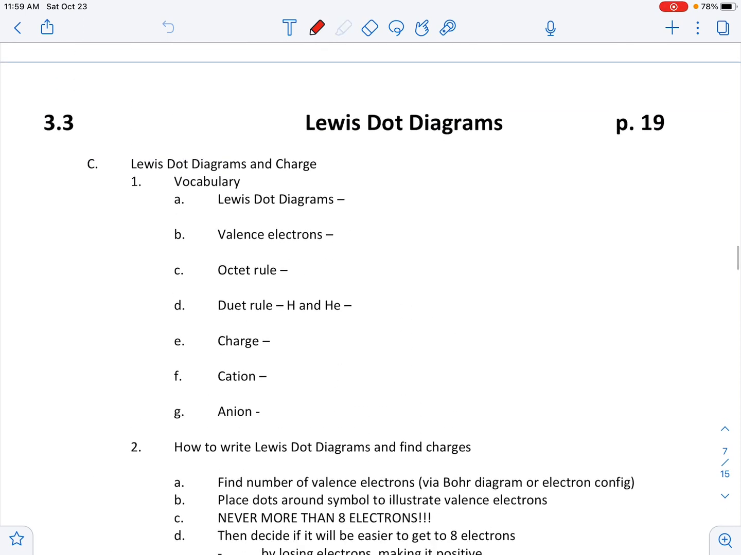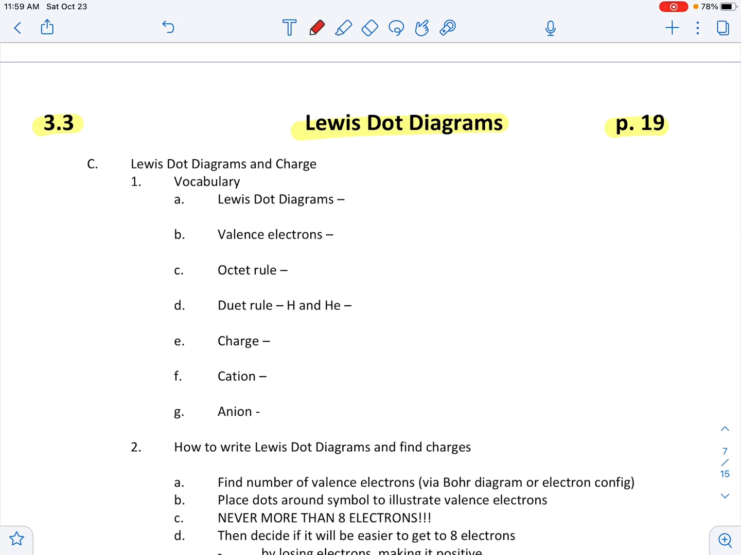Okie dokie, so 3-3 Lewis dot diagrams. This is page 19. All right, we're just rolling right along. So the last time we took notes, we learned how to do Bohr diagrams. Today we're going to take that a step further and move it into our simplified version, and that's going to be our Lewis dot diagram. Our Lewis dot diagram just signifies our outer or our valence electrons.